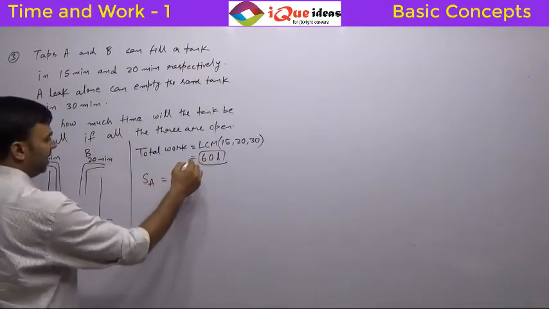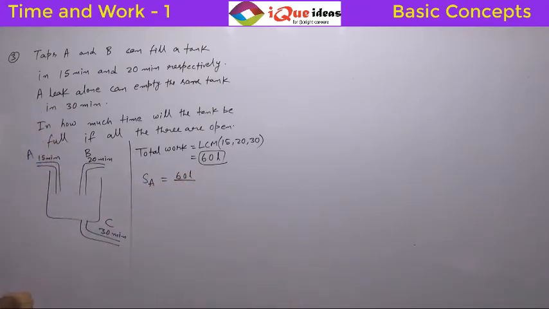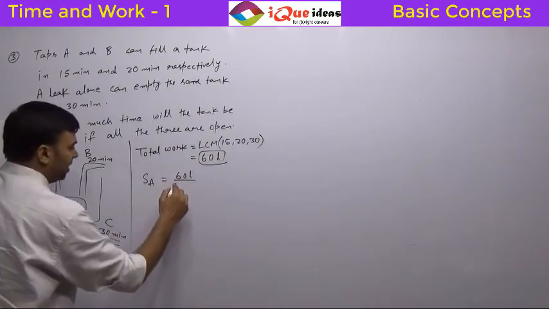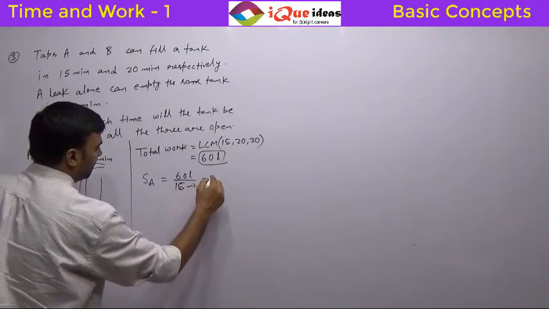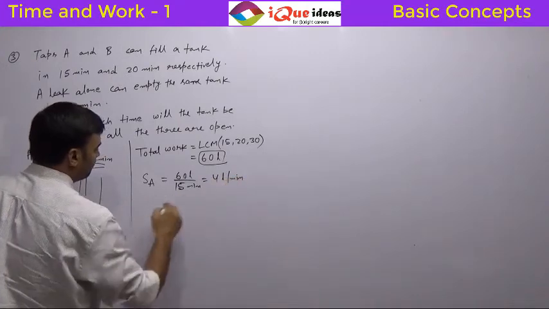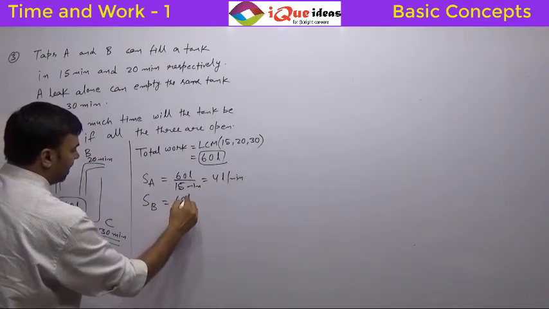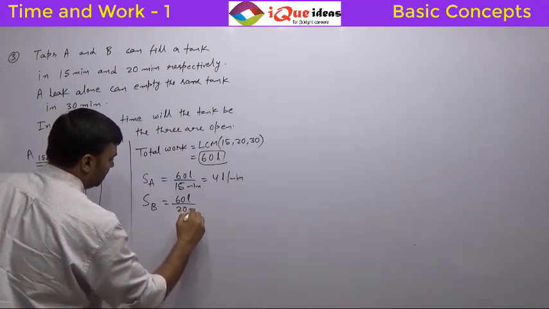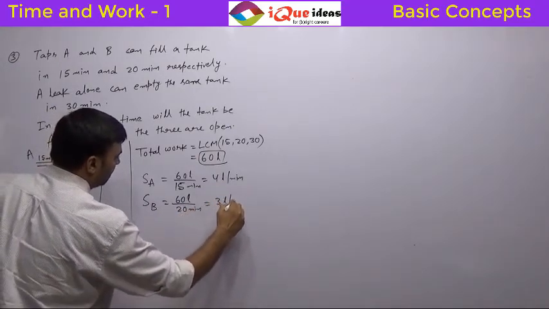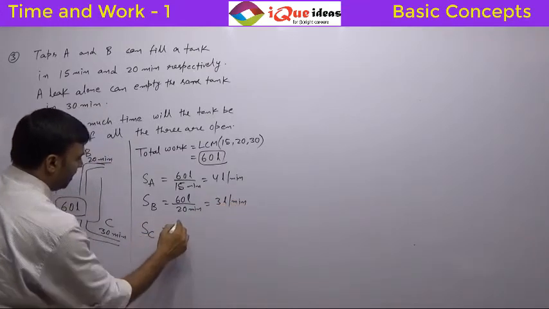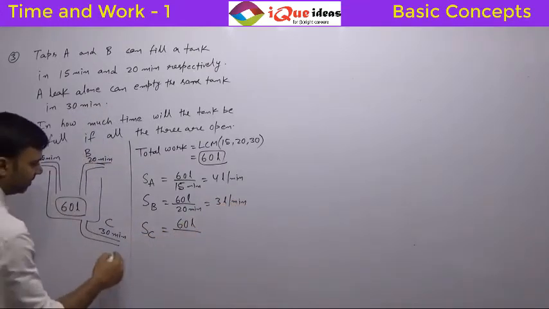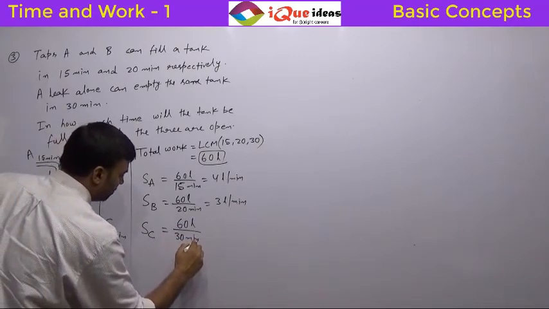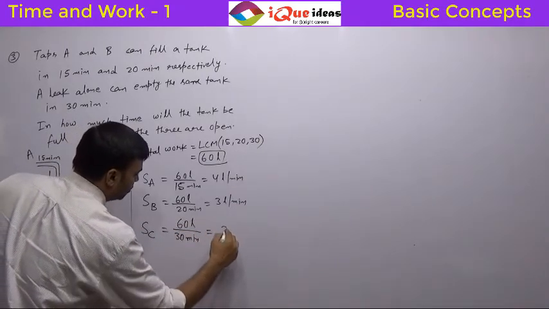So speed of A will be 60 liters divided by, what does A do? It fills the entire 60 liter tank in 15 minutes. So speed of A will be 60 liters divided by 15 minutes. Now 60 by 15 is 4, so it is 4 liters per minute. And speed of B will be 60 liters. Now B takes 20 minutes to fill 60 liters, so it is divided by 20 minutes. So it is 3 liters per minute. And speed of C will be the same capacity, 60 liters, divided by the time, 30 minutes. So 60 by 30 is 2 liters per minute.